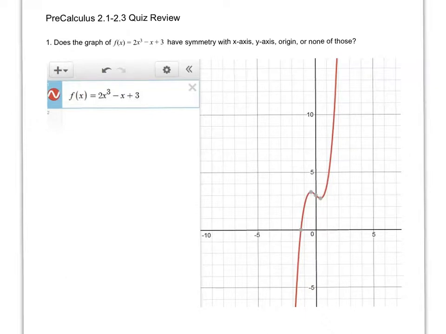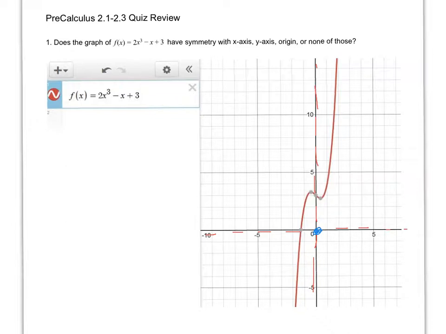So we could go through the algebraic proof of this, but what I did is I just went ahead and graphed it. And since this is the y-axis, it certainly does not split over there. If I flip it, it's not the same. Definitely has no symmetry with the x-axis, because if I flip it over there, it doesn't become the same. So let's look at this origin. Now if I flip it over the origin, it's going to be somewhere down here.